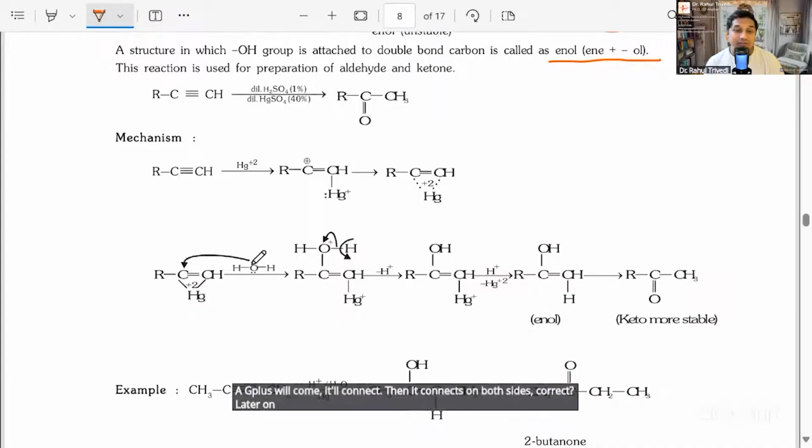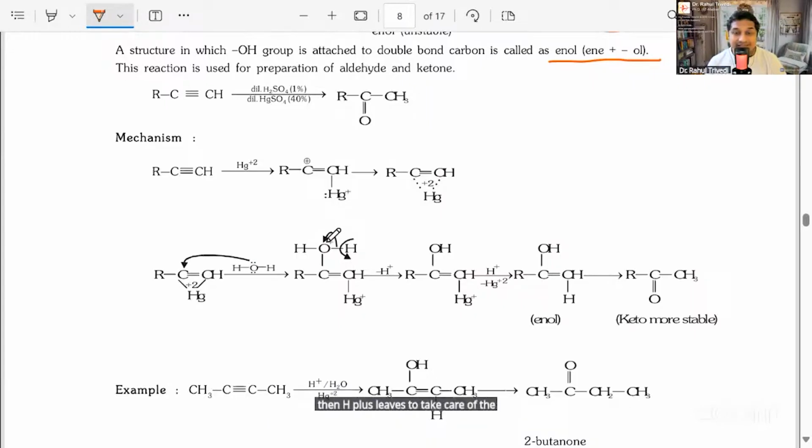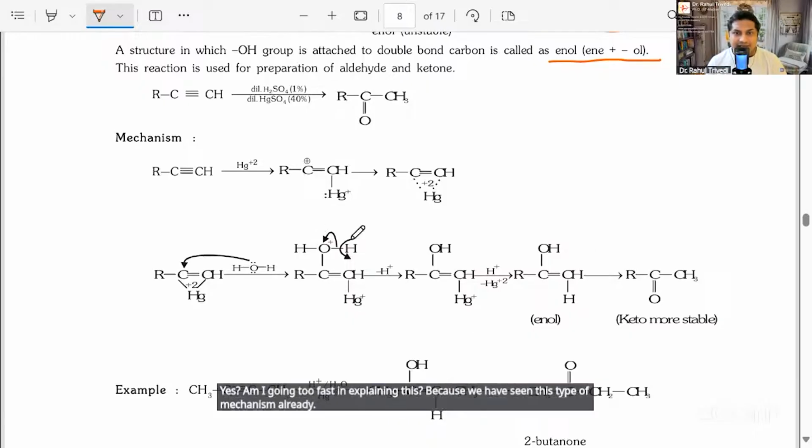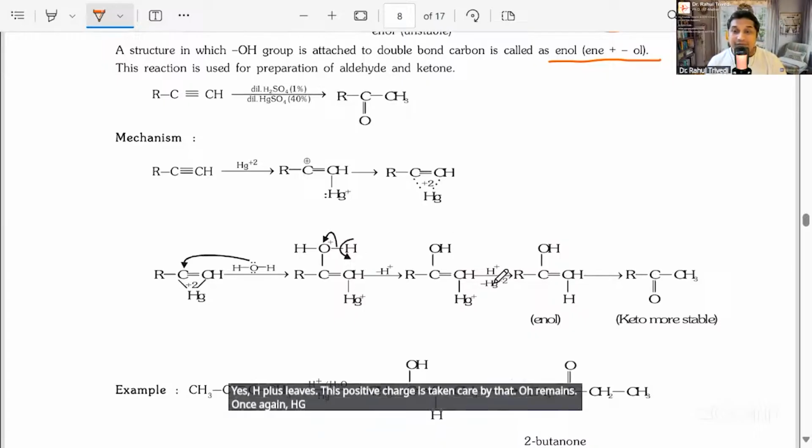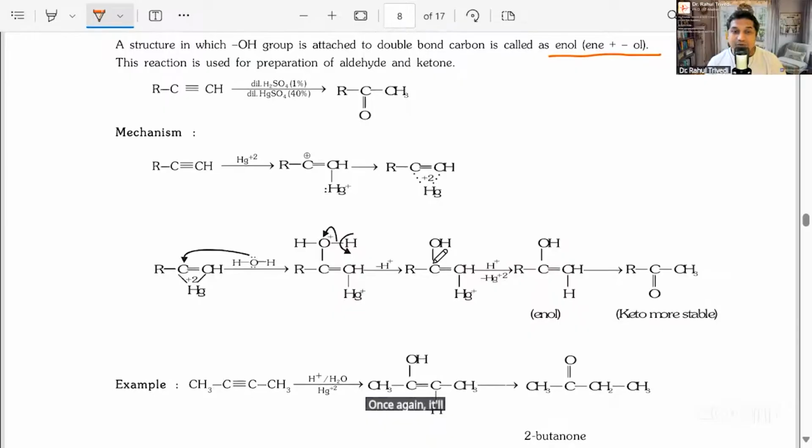Later on, water jumps on the other side, then H plus leaves to take care of the positive charge on oxygen. Yes? Am I going too fast in explaining this? Because we have seen this type of mechanism already. H plus leaves, this positive charge is taken care by that, OH remains. Once again, Hg plus will come. Once again, it will get connected. The whole procedure happens here.